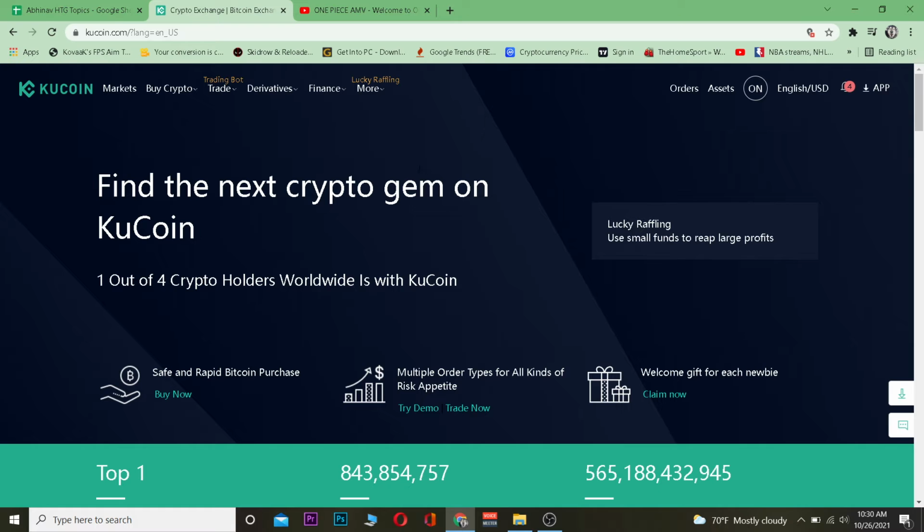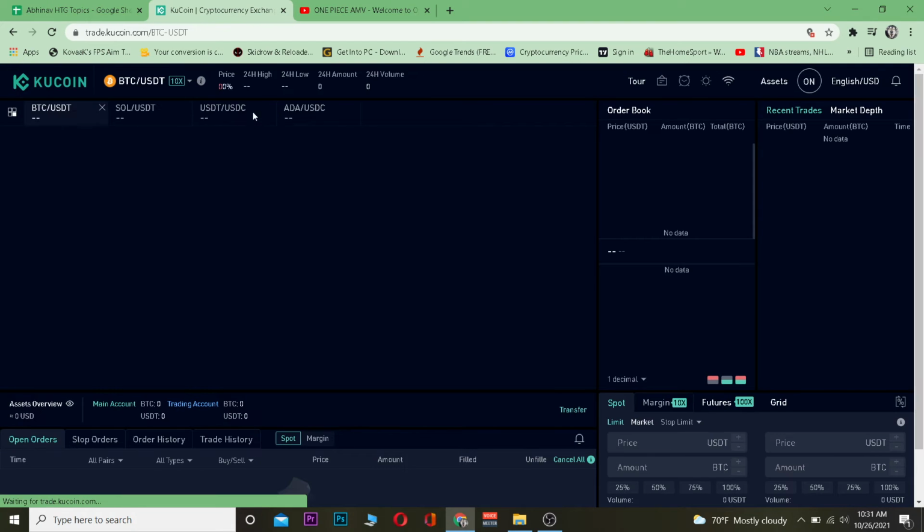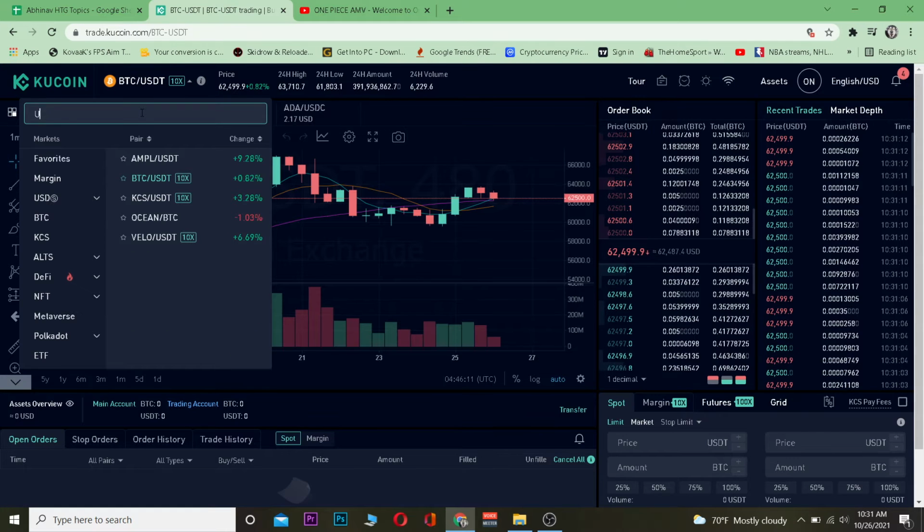First step is you want to go to KuCoin.com and log in to your account. Then you want to go on trade. Once you go on trade, you want to go on spot. I like spot trading rather than margin or API because it's easy in spot. Once you go on spot, you want to click on this arrow looking icon over here. Once you click on it, you want to search for USDT. Tether is also known as USDT, so don't get confused.